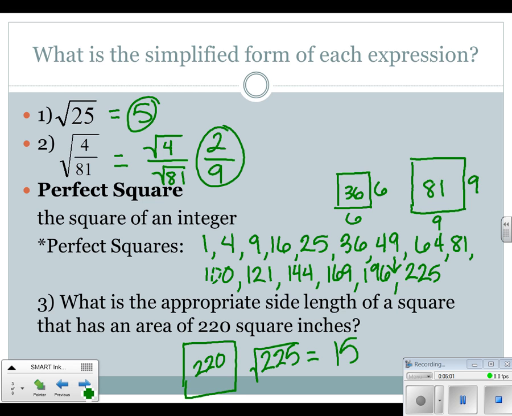So that means the side length, what would be appropriate, would be approximately 15 inches. And that's inches, so let's label that I-N. So approximately, and once again I'm putting the approximately symbol in front of the 15 because it said 220, which is not a perfect square.